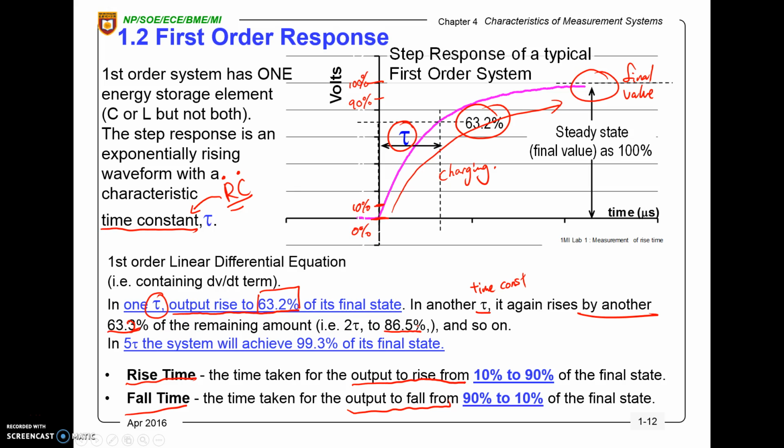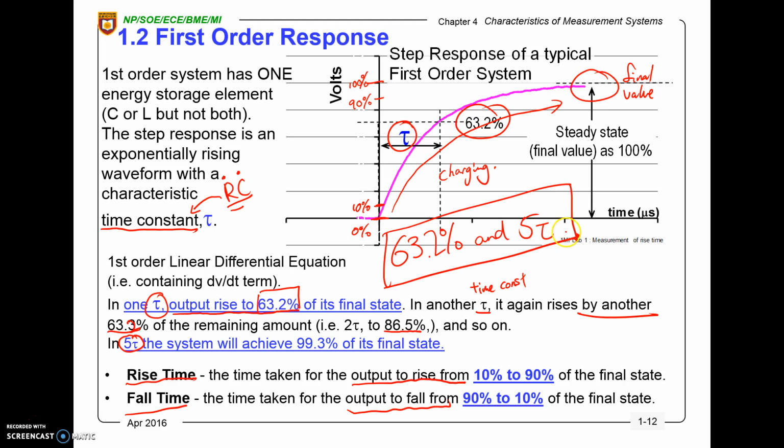In order to find the steady state value, we often use 5 tau. So there are a couple of magical numbers that you have to remember: 63.2% and 5 tau. This is the gist of the time constant and the final value.